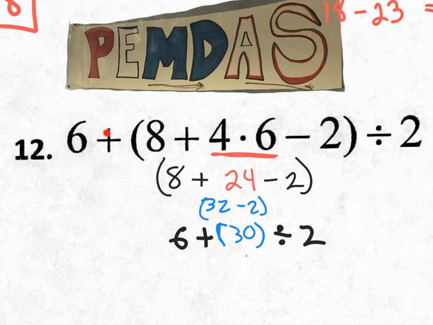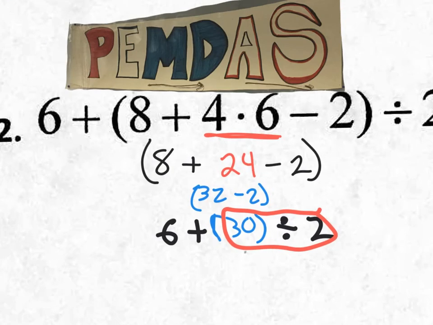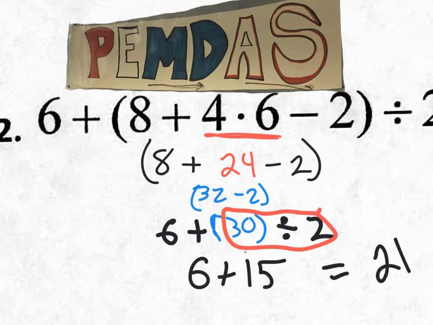So what do I do next? Do I add or do I divide? Divide. So when I divide, what is 30 divided by 2? That's 15. Let me zoom in a bit. So I'm really going to have 6 plus 15. Final answer, 21.